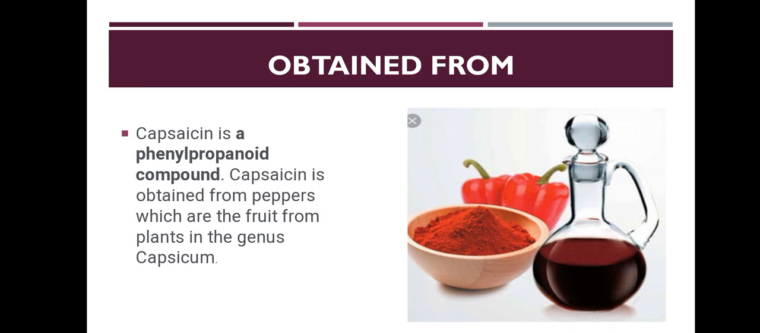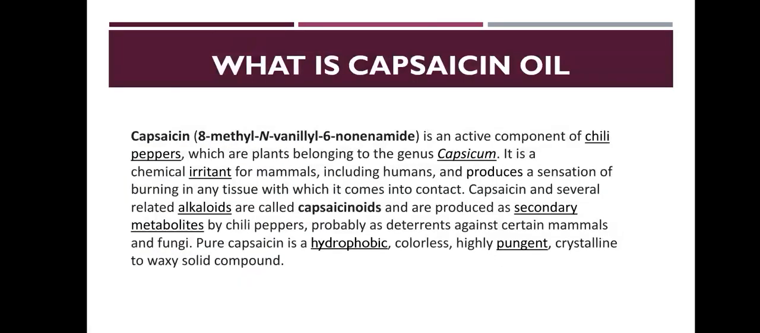Capsaicin is a phenylpropanoid compound. Capsaicin is obtained from peppers, which are the fruit from plants in the genus Capsicum. What is capsicum oil? Capsaicin is an active component of chili peppers, which are plants belonging to the genus Capsicum. It is a chemical irritant for mammals, including humans, and produces a sensation of burning in any tissue with which it comes into contact. Capsaicin and several related alkaloids are called capsaicinoids and are produced as secondary metabolites by chili peppers, probably as deterrents against certain mammals and fungi.